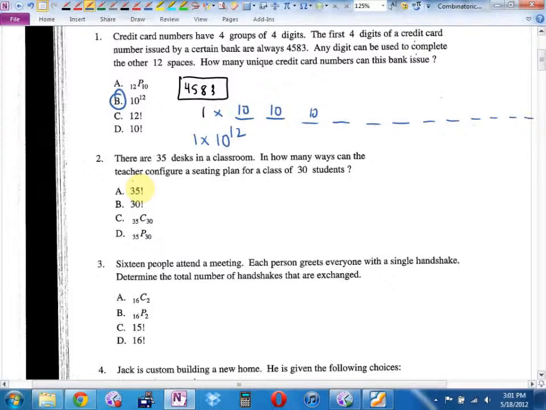There are 35 desks in a classroom, and how many ways can the teacher configure a seating plan for a class of 30 students? In a seating plan, that would imply order matters, because if you're picked at a different location, you sit in a different location. I think this is going to be from 35 students. This is a permutation. How many kids are we permutating? 30. Which is that right there.